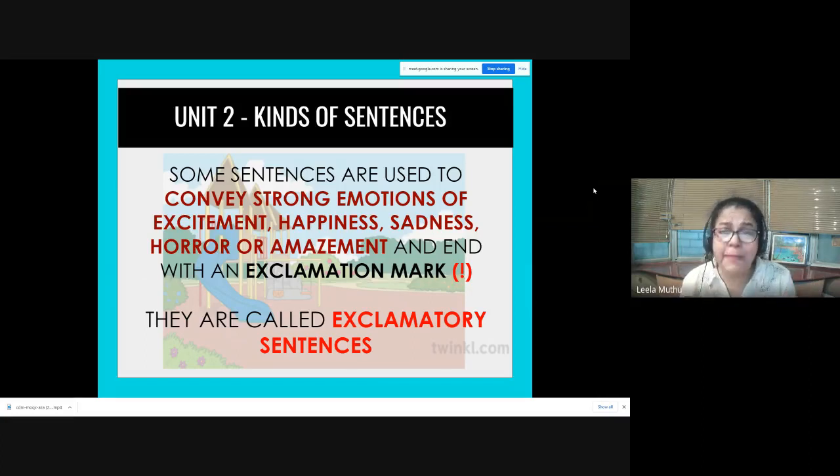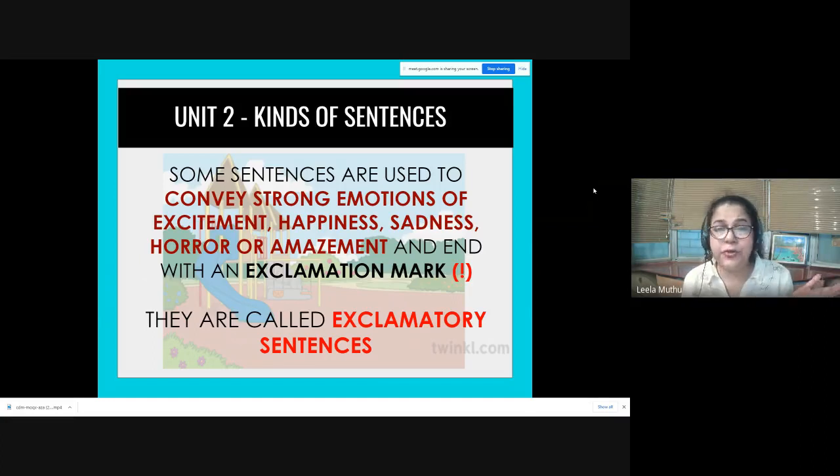And happiness, sadness, horror, amazement. These usually are expressed by people, and you can express them by the way you talk. So when you express a strong emotion, these sentences are called exclamatory sentences. They usually end with an exclamation mark, which is basically a line with a dot on it. All right, so these are called exclamatory sentences.